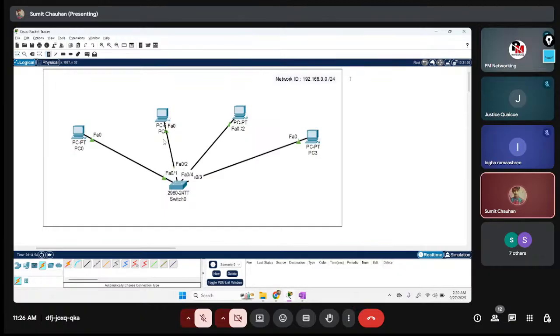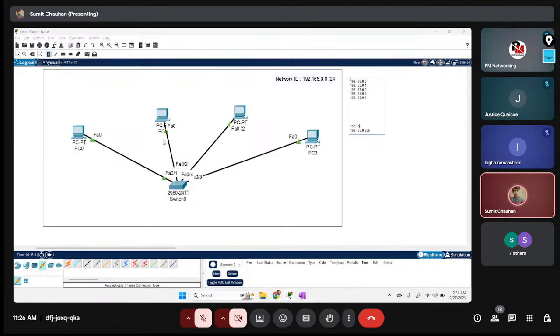We have the number of IP addresses. Starting from 192.168.0.0, then the next IP address we have here, 192.168.0.1. Then 192.168.0.2, 192.168.0.3, 192.168.0.4, and so on. Not unlimited but limited. Till where? 192.168.0.255. That is the last IP address inside this network.